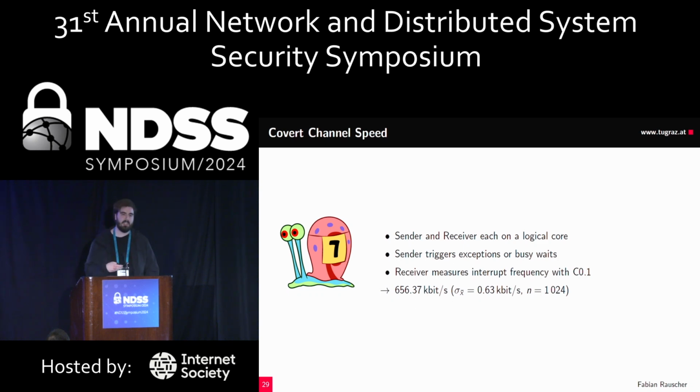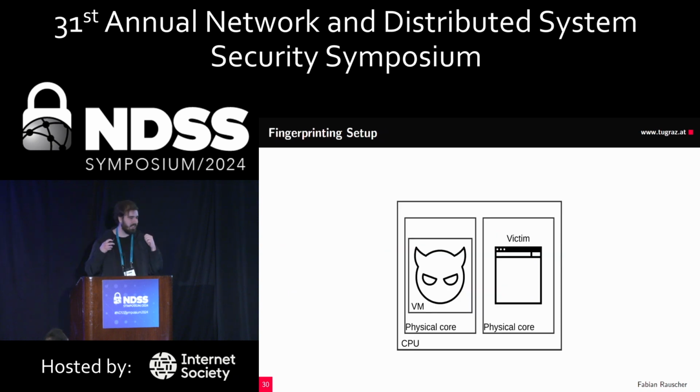Okay, we had a speed here of 656 kilobits per second. It's not going to get any faster because at this point there is one interrupt or one exception per bit sent. So to make this faster, we would have to somehow speed up exception handling. Okay, so now we had a lot of covert channels, and covert channels are great to detect, to measure how much could be leaked with an attack. But let's talk about some actual attacks.